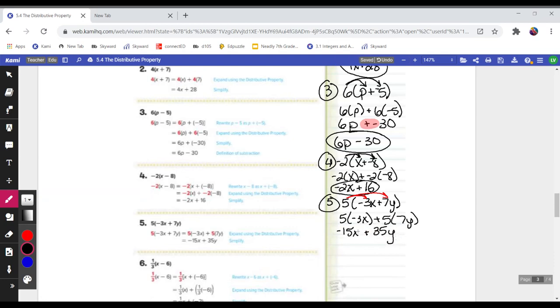Well, I can't combine my terms anymore because my x and my y are not the same variable. They're not both x's and they're not both y's. So therefore, I cannot combine them any further. So that's my answer for number 5.